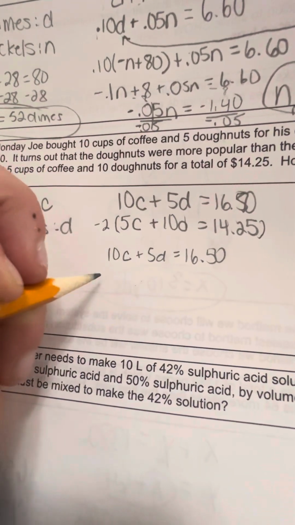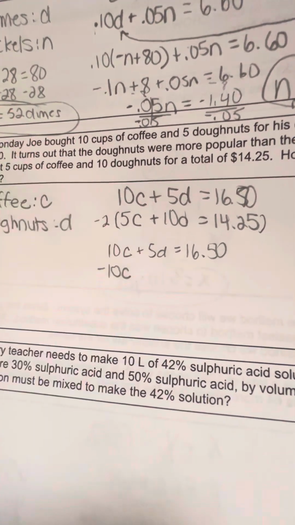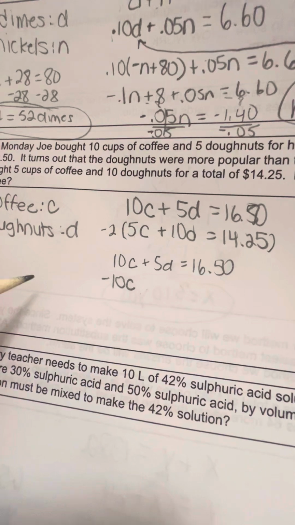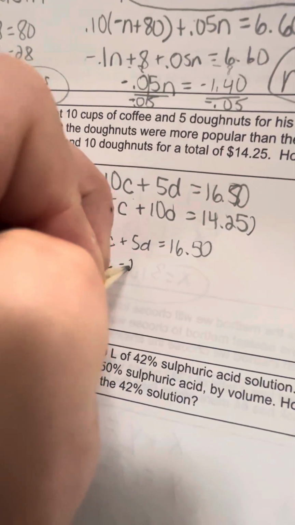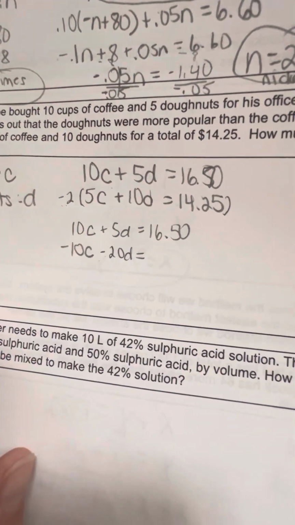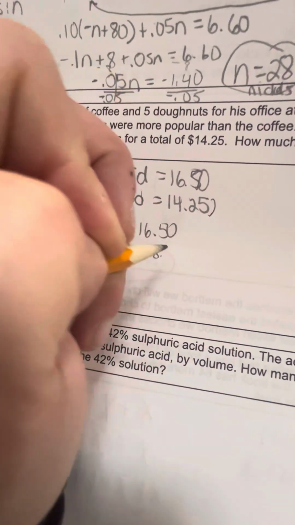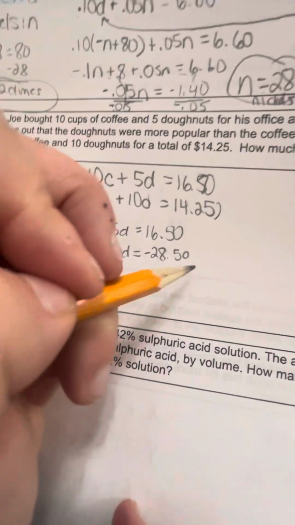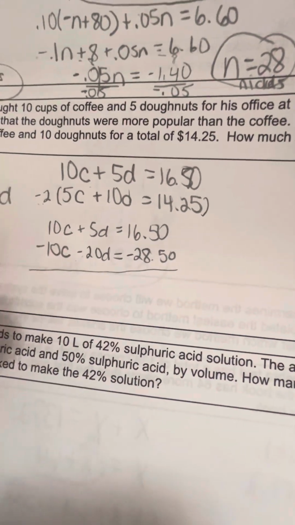So -2 times positive 5C is going to be -10C. And then we're going to take the -2 and multiply it times the positive 10D, which is going to give me -20D. And then -2 times the $14.25 is going to give me -28.50. Now, don't start to panic because you're going to have negative answers here. It's okay because it's going to work out just fine in the end.